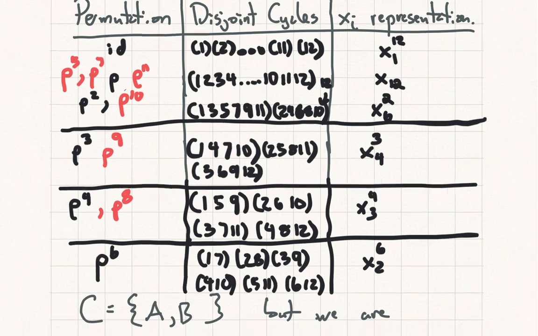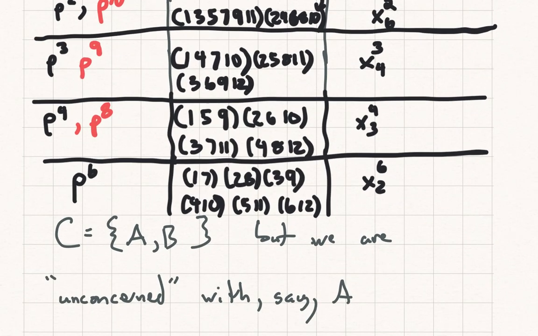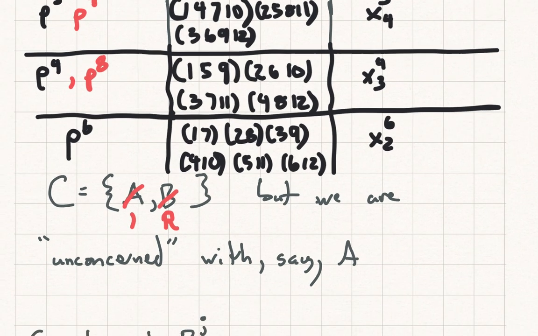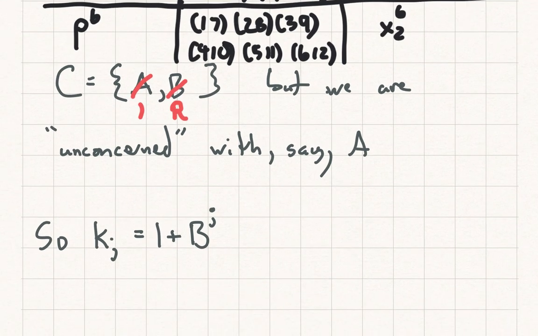Great. So I called my colors here A and B, but on the previous slide I called them red and, I guess, nothing. So maybe instead of A, let's call that 1, and instead of B, let's call that R. So that's our color set. Again, just putting a 1 in for something that I don't want to keep track of. So we're good there. So each of our k_j's is going to be 1 plus R to the j.